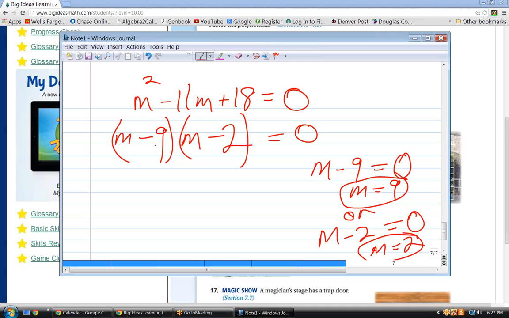And if we plug those back in, they both work. When m is 9, this is 0. So this would always be 0. And when m is 2, this is 0. So this would always be 0. Alright. So solving the equation is really just taking one extra step.